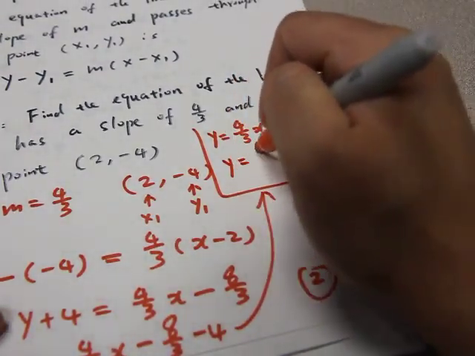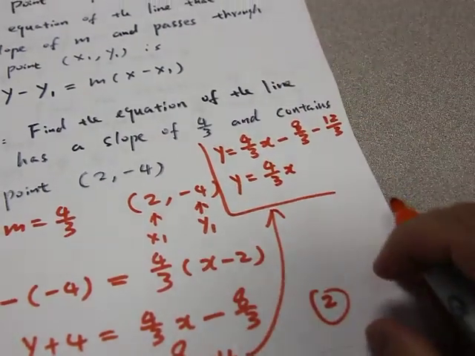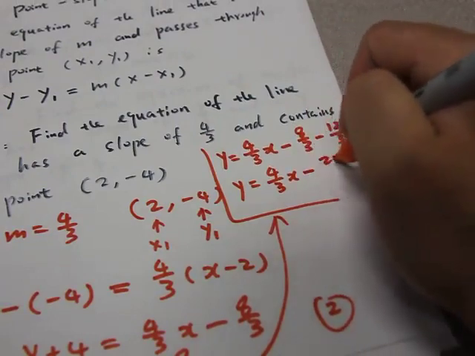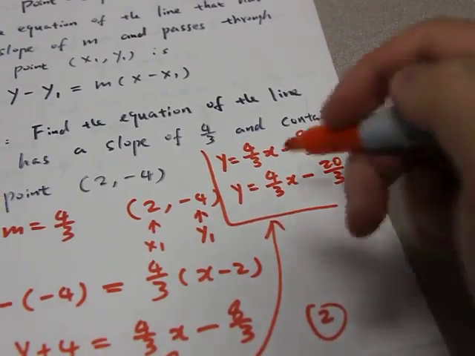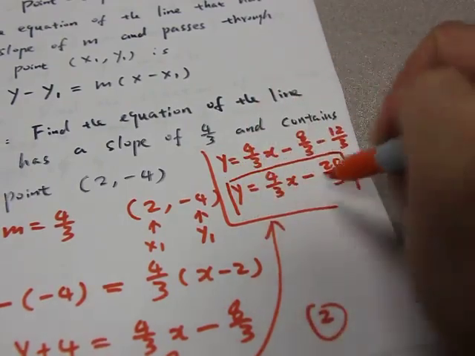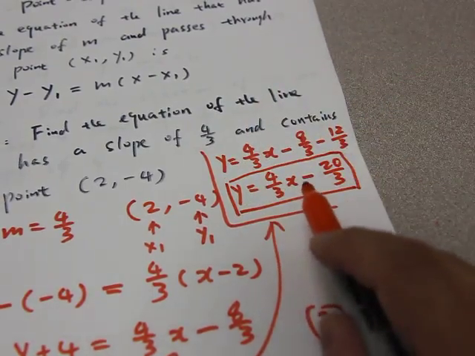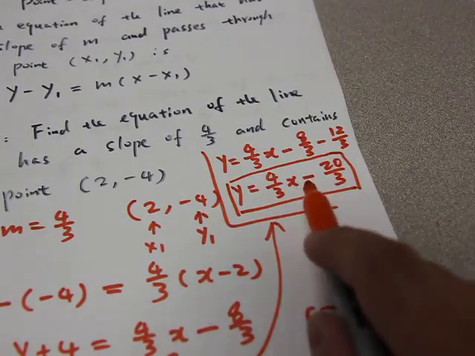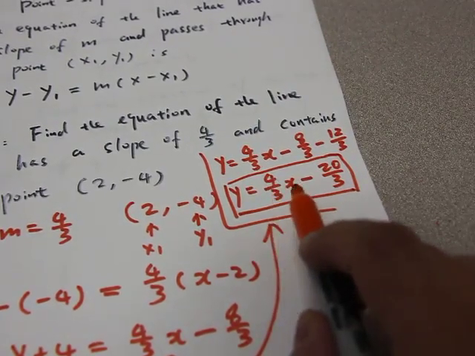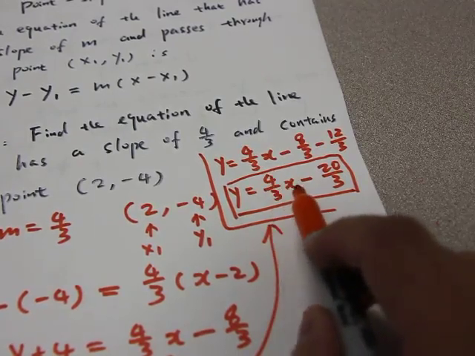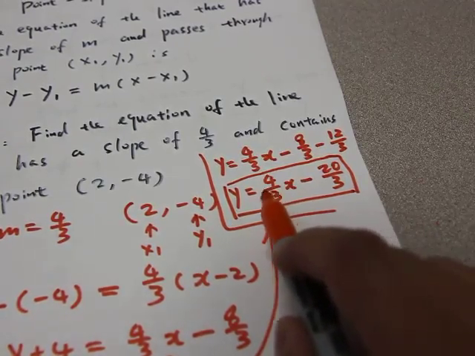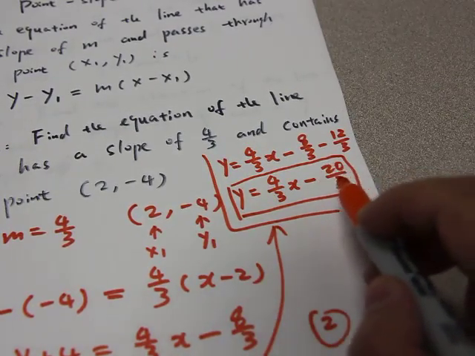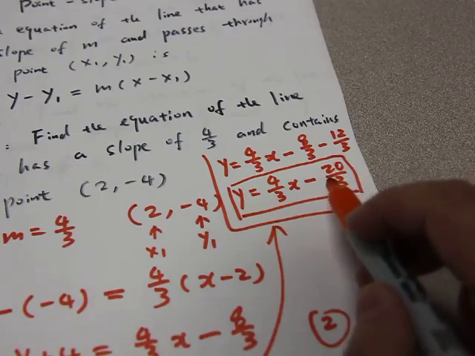So y equals 4 over 3 x minus 20 over 3. Now this equation is called the slope-intercept form. So in this form, the coefficient of x is the slope, and this constant, negative 20 over 3, gives us the y-intercept.